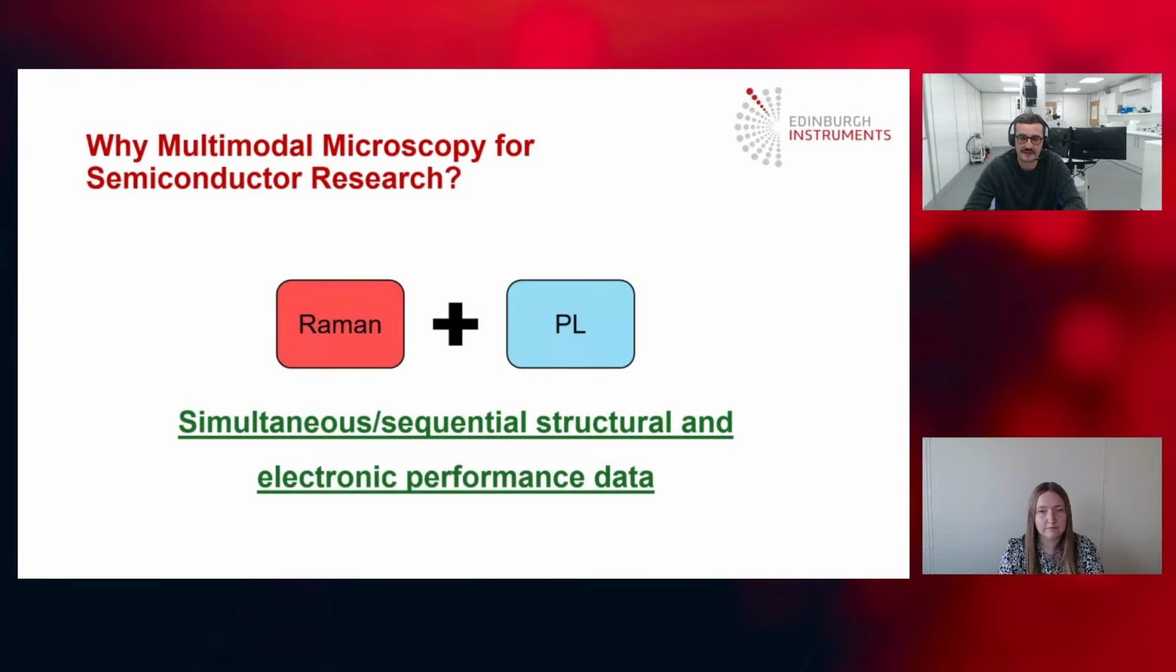So alone, both of these techniques are very powerful. However, when we combine them on the one platform, even in the same spectrum, we can simultaneously obtain both structural and optoelectronic performance data from the same sample. So this can give you a much more complete picture that neither technique alone would be able to provide.